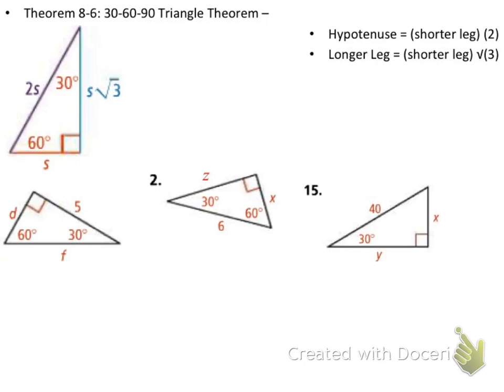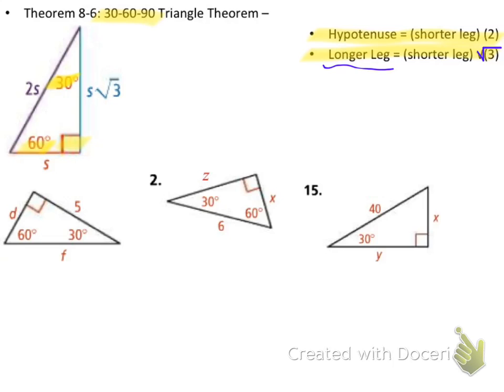For the second one, this is 30, 60, 90, talking about the degrees of my triangle. So I've got 30, 60, and 90. And then these are the two equations that we're going to use to help us set up each one of these problems. My hypotenuse is equal to my shorter leg times 2. Again, that's just a regular 2, not square root of 2. Then over here we've got longer leg is equal to shorter leg times the square root of 3.